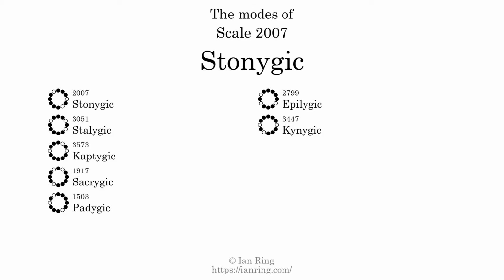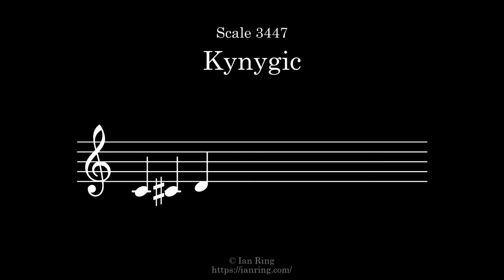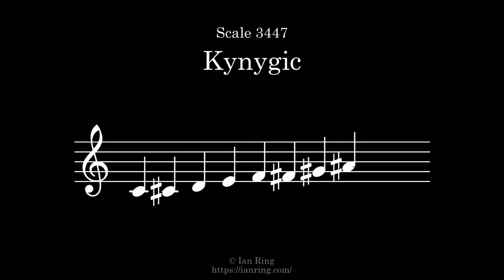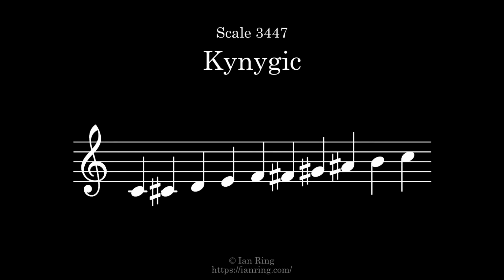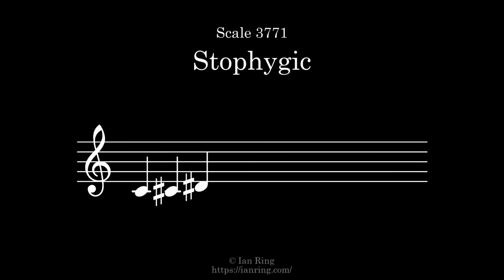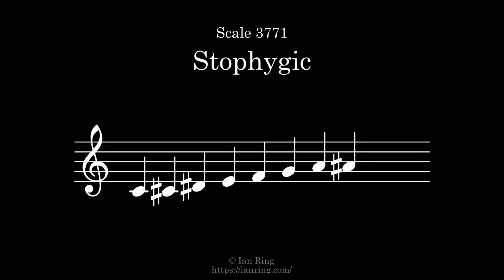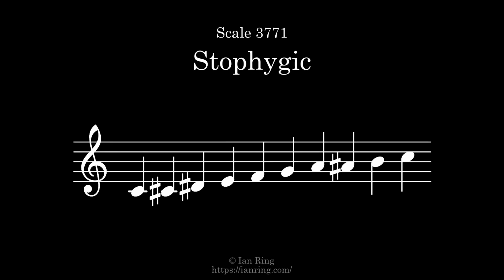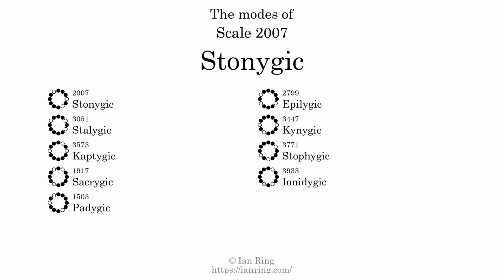The seventh mode is Scale 3447, also known as Kynegic. It sounds like this. The eighth mode is Scale 3771, also known as Stophagic. It sounds like this. The ninth and last mode is Scale 3933, also known as Ionodagic. It sounds like this.